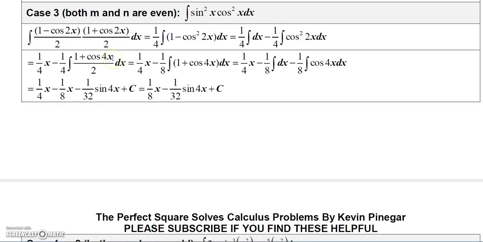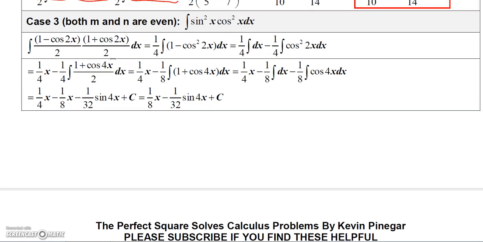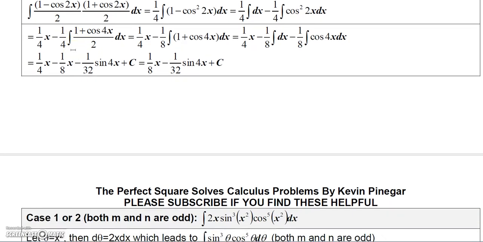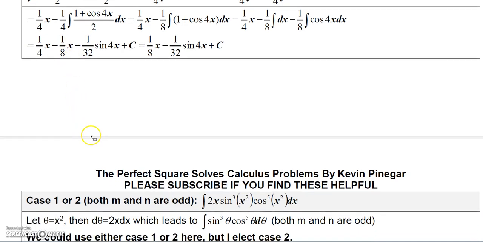And on the next video, I'm going to show you, oh, I'm sorry, I do have another example here. Hang on just a second. Okay, so I'm going to do another example of powers of sine and cosine, but the next example is going to be where both m and n are odd. So I'll show you that one in the next video.